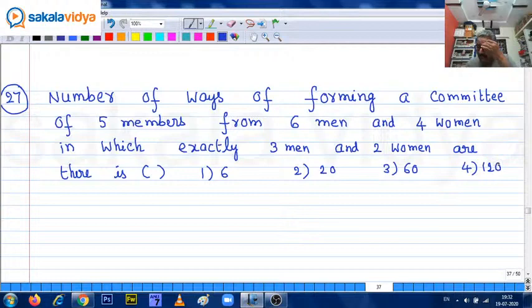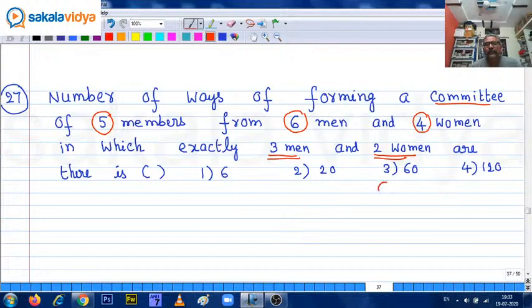So we need to form a committee, so in order to form a committee, we need to do the selections. The 5-member committee needs to be formed from out of 6 men and 4 women, exactly 3 men and 2 women should be there in the committee. So 3 men are to be selected from 6 men, that can be done 6C3 ways, whereas 2 women can be selected from 4, that can be done 4C2 ways. Using the multiplication principle, that is 6C3 multiplied by 4C2.